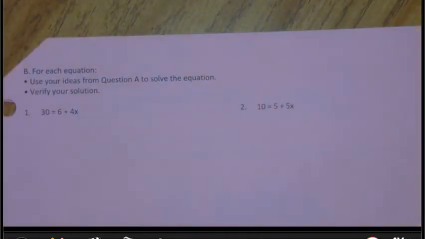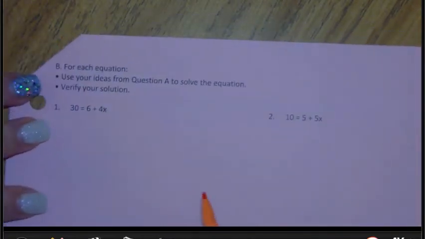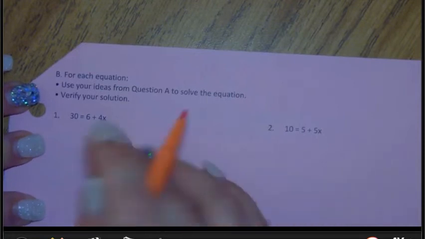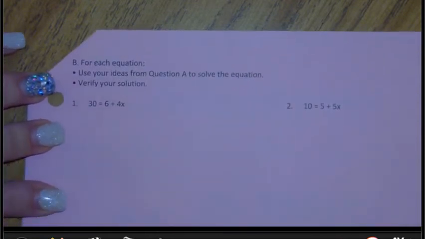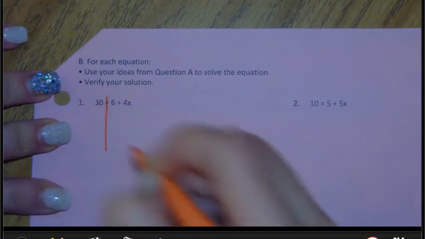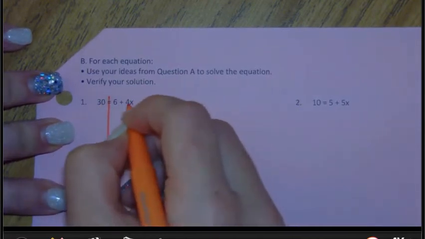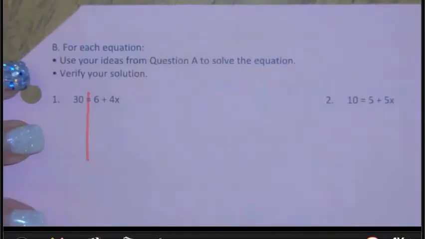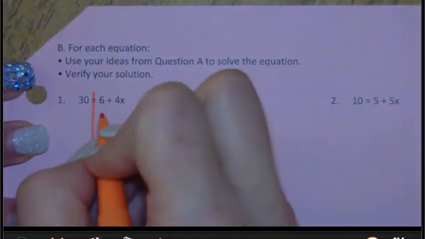All right. Letter B, for each equation, use your method that you used in letter A to solve the equation. So this time, I'm given just the equation. I don't have my bags and coins. So I'm going to use the same concepts I did here. My goal is to see what x is equal to. So what is x? Your goal is to get x by itself.